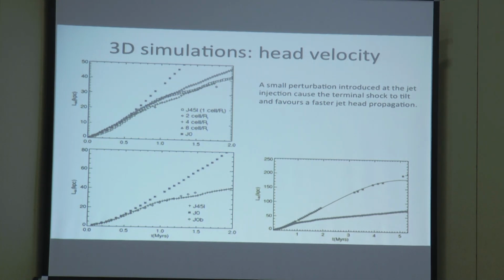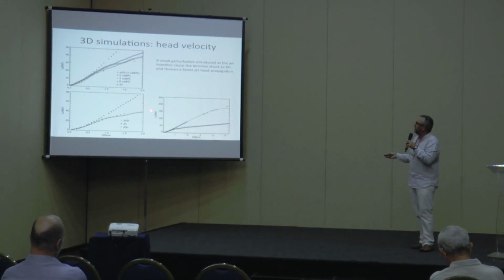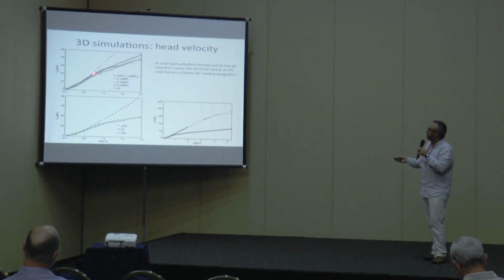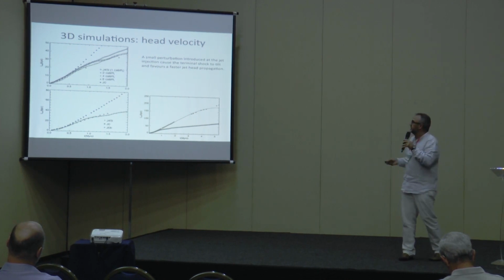What this does is it tilts your front shock with respect to the ambient medium. So there is an angle. If the front shock is a planar shock, the deceleration is very strong. However, if the shock is tilted, the deceleration is not so large. And then this favors the acceleration of the jet down the pressure and density gradient, and you end up with a 3D evolution which is faster for a time than the 2D ones.